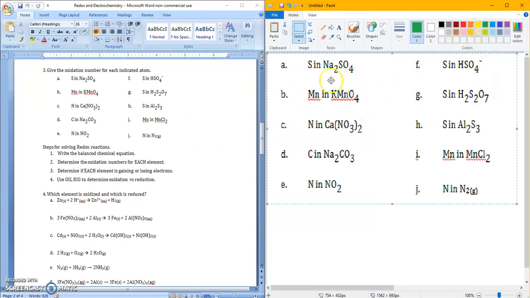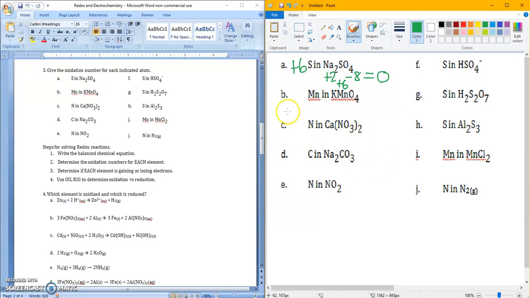Okay, so in these practice questions, it's just asking for the oxidation number for each individual atom. So I'll do A with you. Sodium is +1, but there are 2 of them, so that's +2. Oxygen is a -2, but there are 4 of them, so that's a -8. There is no charge, so this has to equal 0. So sulfur needs to be a +6 in order to equal 0.